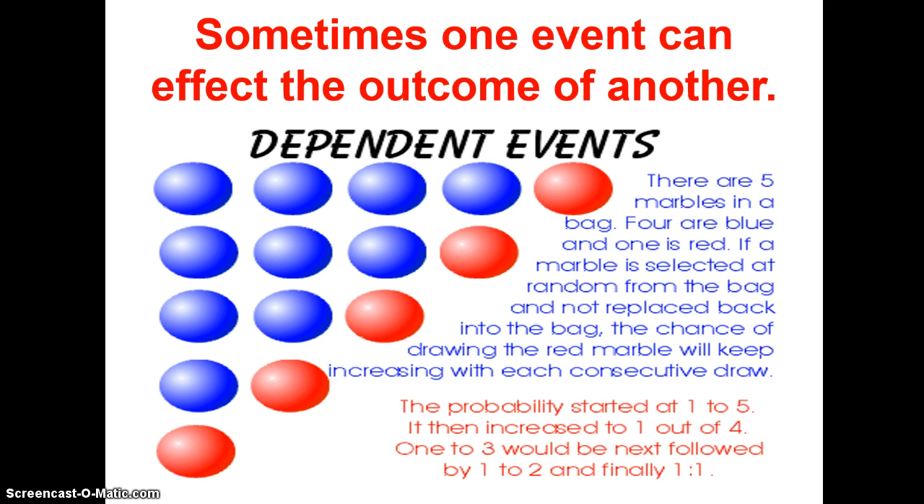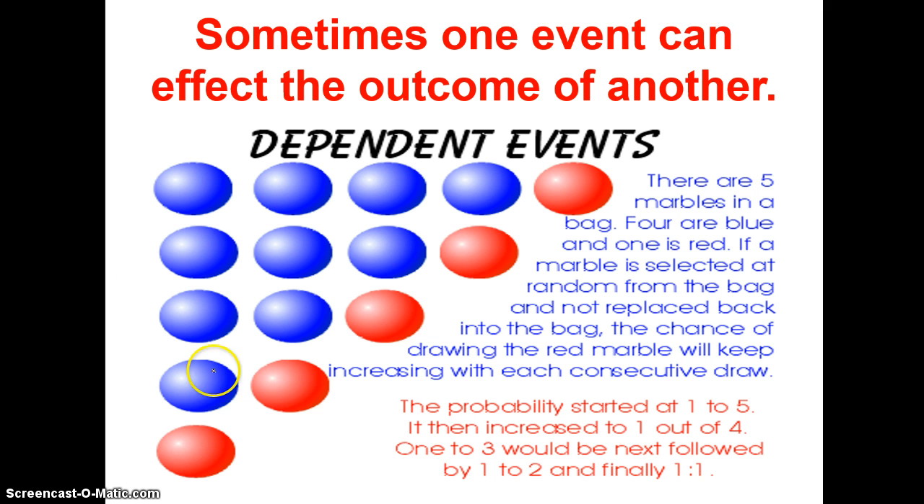Sometimes one event can affect the outcome of another. For example, there are 5 marbles in a bag. 4 are blue and 1 is red. If a marble is selected at random from the bag and not replaced back in the bag, there's that phrase, not replaced, the chance of drawing the red marble will keep increasing with each consecutive draw.